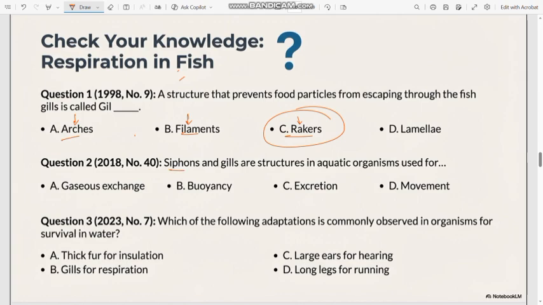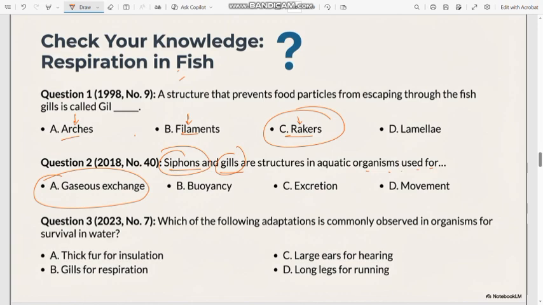Now let's continue. Siphon and gills are structures in adaptation used for what? We may not know what siphon is, but we know what gills are. And so that is gaseous exchange. It cannot be buoyancy, because buoyancy is about swimming, it's not about excretion and others.